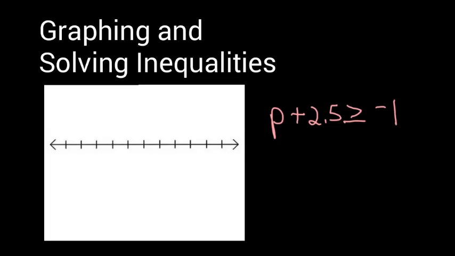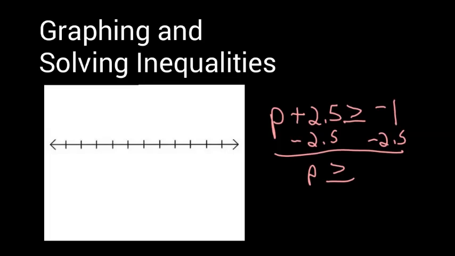Alright, so now we have p plus 2 5/10 is greater than or equal to negative 1. So again, just solve it like you would an equation. So the opposite of adding 2 1/2 is subtracting, or adding a negative. So we get p is greater than or equal to negative 1 plus negative 2 1/2, which is going to be negative 3 5/10.